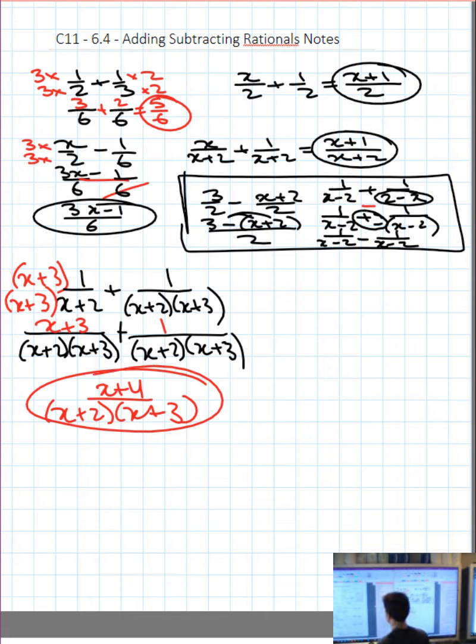Fractions. I've been forgetting my restrictions. Don't forget about your restrictions. Set your denominators can't equal to 0 off to the right. So down below are just a couple more questions. Let's take a look at them.